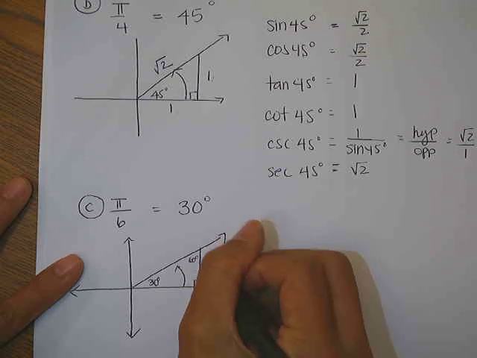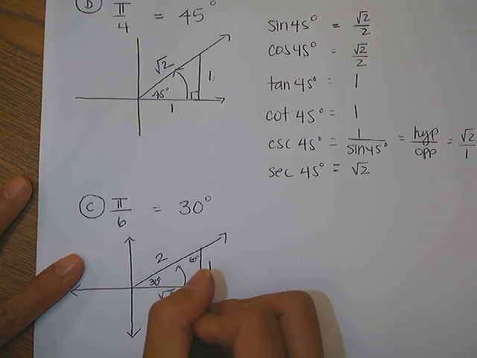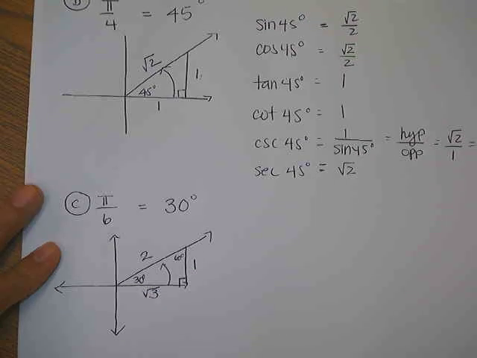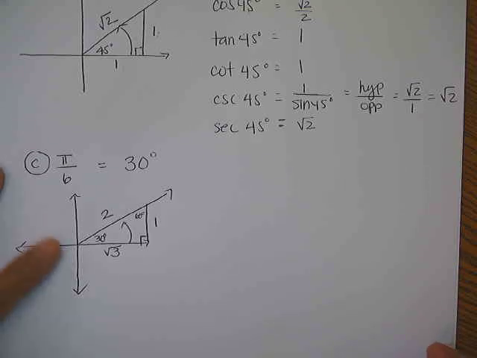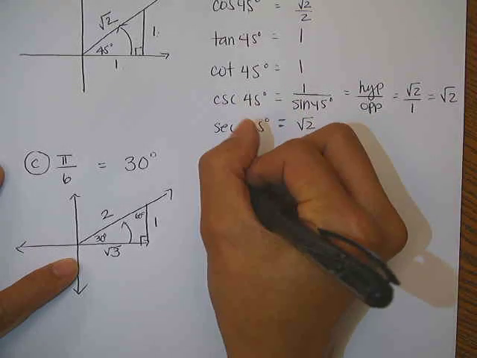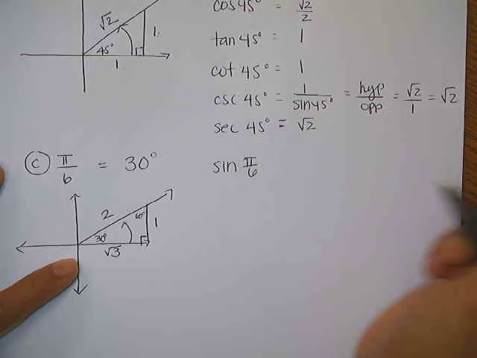Opposite of 30 degrees is always 1. The hypotenuse is 2. Opposite 60 degrees is rad 3. Okay, so these are the measurements. Or, by now, if you memorize the table, it's even better. So we're going to go sine of pi over 6.